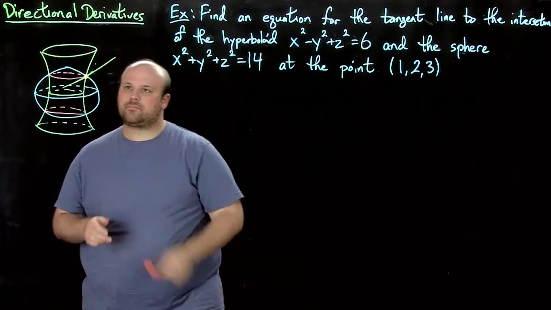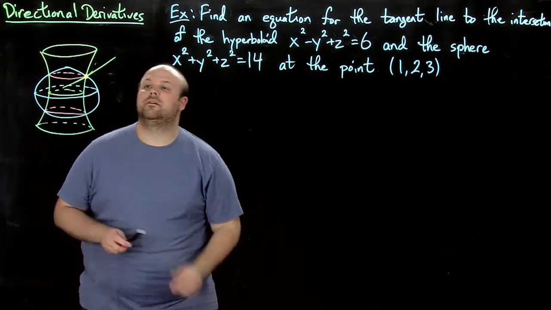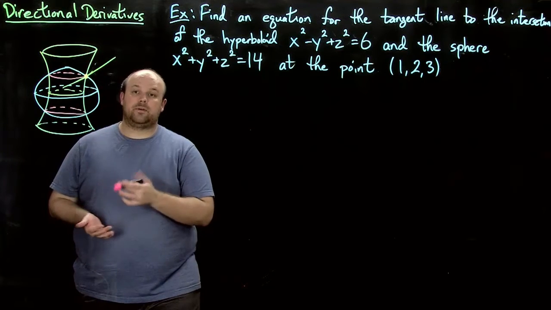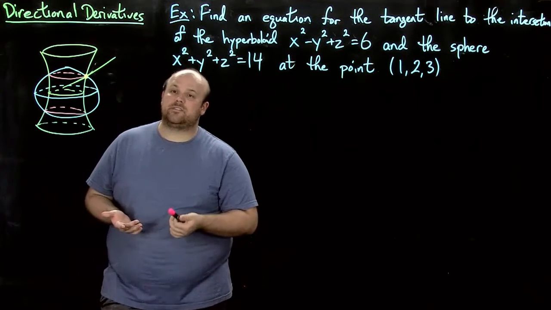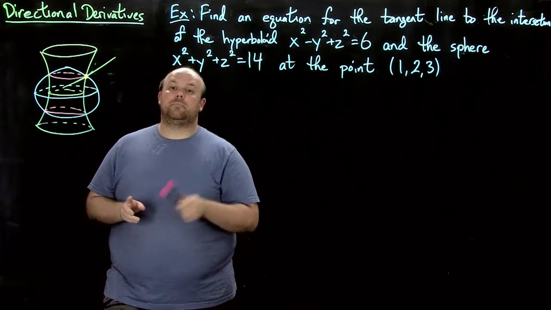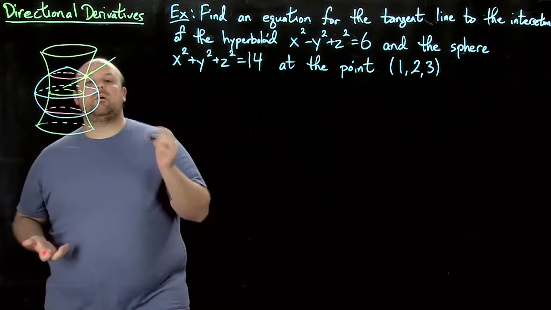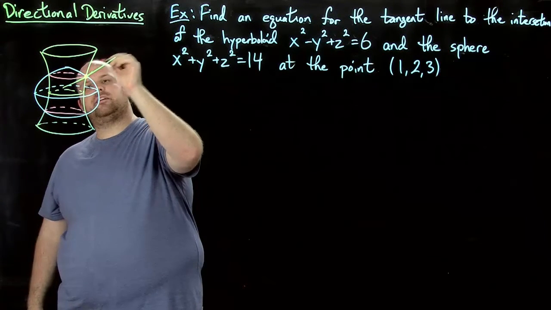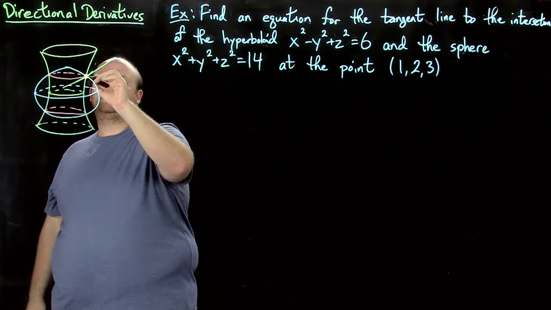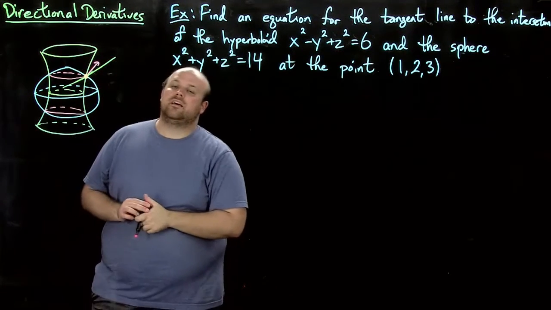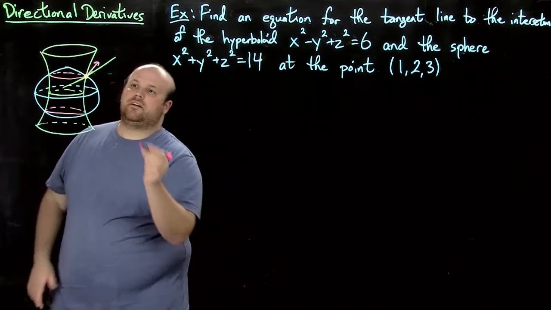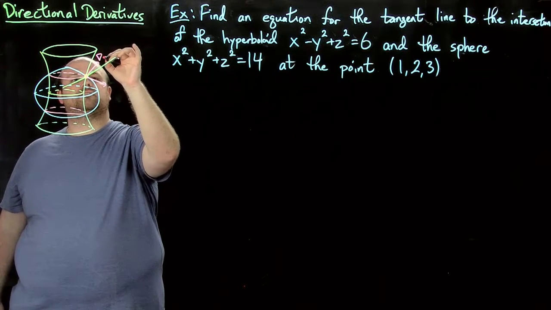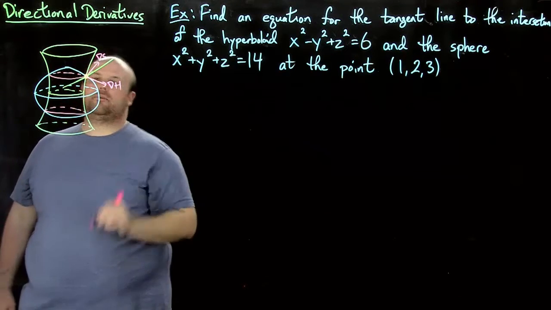Well, since I've cleverly used up all my colors here, let's go back to pink. We need a tangent vector to that curve at that point. But if we don't have a parameterization of the curve, we can't just take a derivative. But all hope is not lost. What we do know is if we take the gradient of the function for the sphere, we get something that looks kind of like this. And if we take the gradient of the hyperboloid function, we get something like this. So maybe I'll call this gradient sphere and gradient hyperboloid.